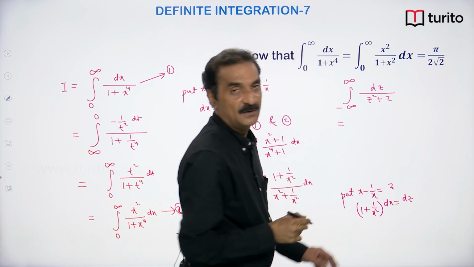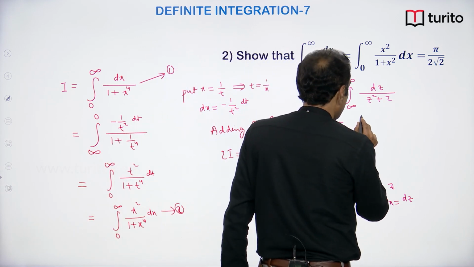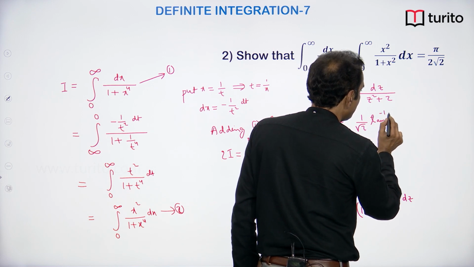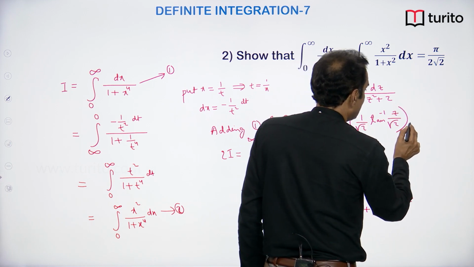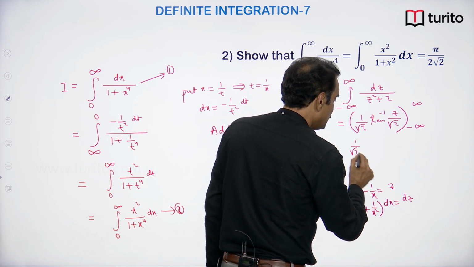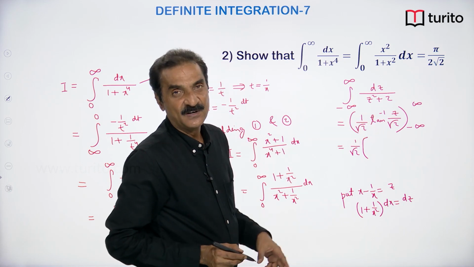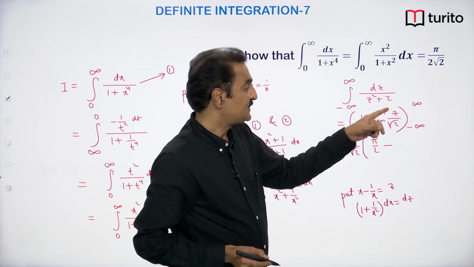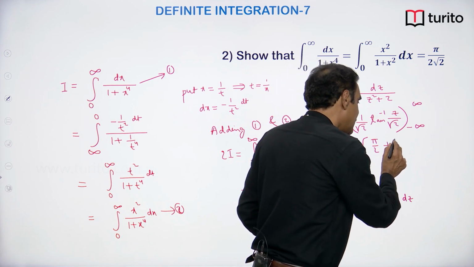What is the integral now? Integral of 1 by (x square plus a square) is 1 by a tan inverse x by a. So, 1 by root 2 tan inverse z by root 2, and substitute the limits minus infinity and plus infinity. 1 by root 2 into, if you substitute infinity, tan inverse infinity is pi by 2, minus, if you substitute minus infinity, tan inverse minus infinity is minus pi by 2. So, minus of minus is plus.